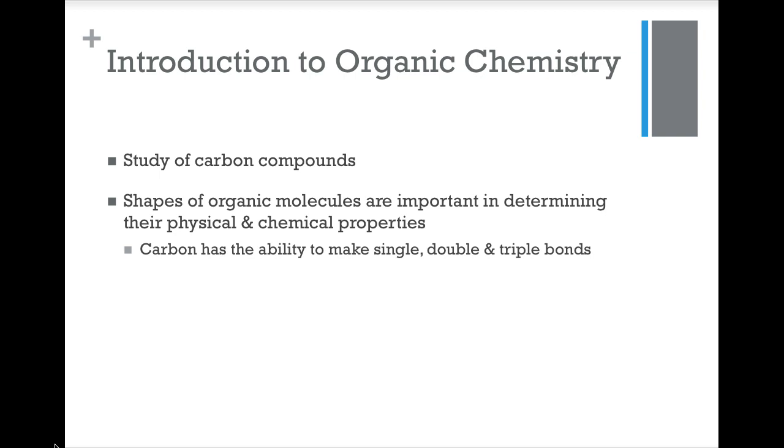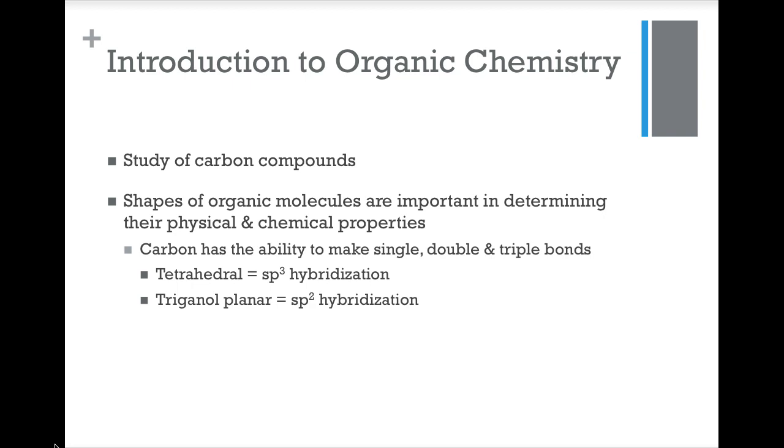The reason it can make so many shapes is because it has the ability to make single bonds, double bonds, and triple bonds. When carbon is making 4 single bonds, it is considered tetrahedral in shape, and those bonds are living in sp3 hybrid orbitals. When carbon is making 1 double bond and 2 single bonds, now the shape is considered to be trigonal planar, and it's got sp2 hybrid orbitals.